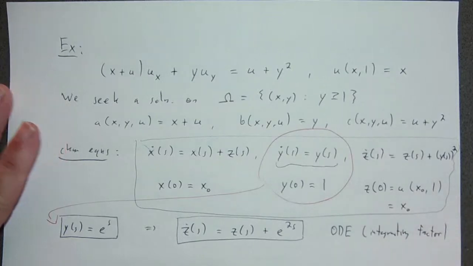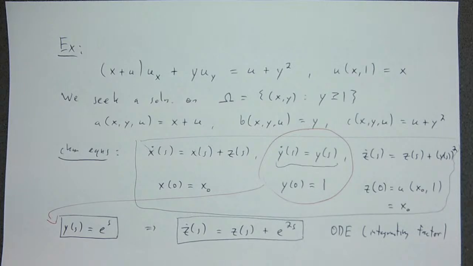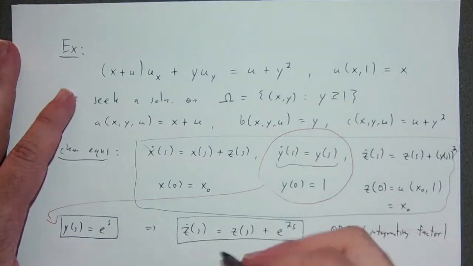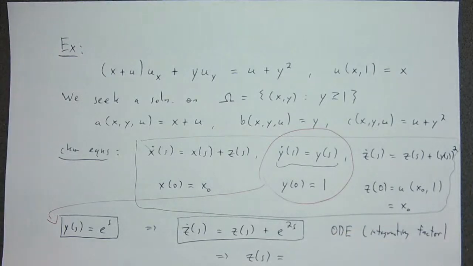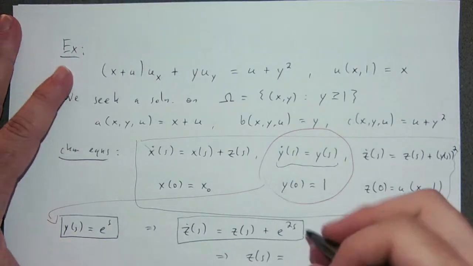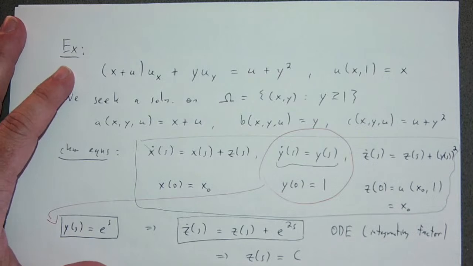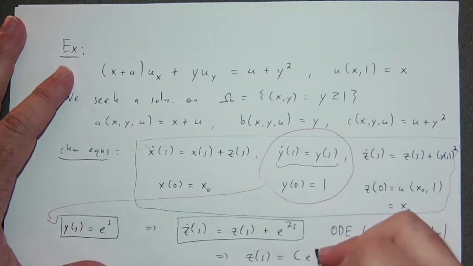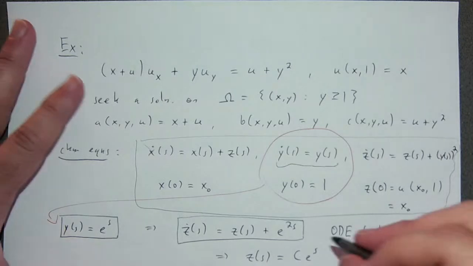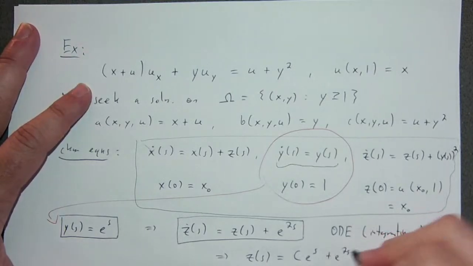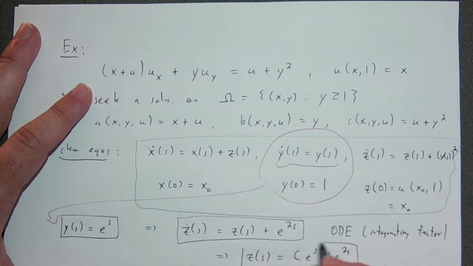Right, if you need practice on that, you should look up integrating factor method or integrating factor formula, even if you just want to remember the formula. And this implies from ODE theory, z of s is like some constant, I'll just call it big C here, e to the s plus e to the 2s, our particular term.